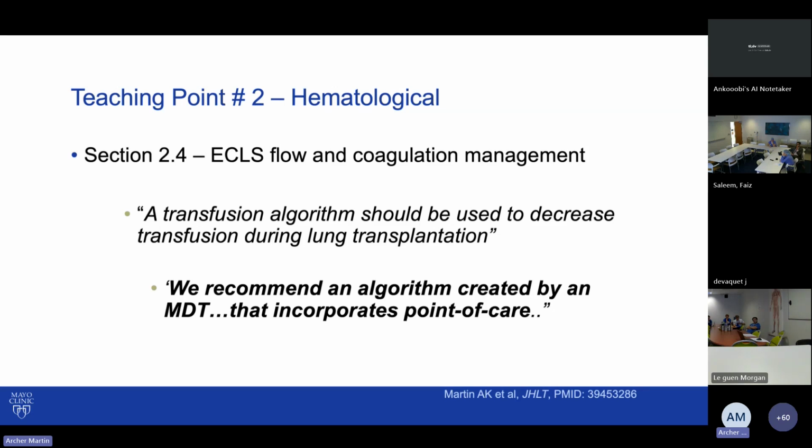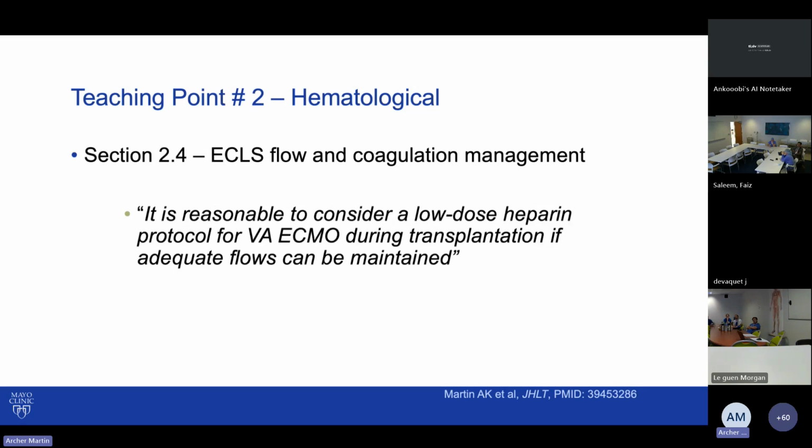And when we look at the discussion behind that, which is extensive, one of the key phrases is that we recommend an algorithm created by a multidisciplinary team that incorporates point-of-care monitoring. It's important that we have a very sophisticated way to measure the coagulation strategy in the operating room, because that'll take us to the next level, where we can use low-dose heparin protocols. This statement notes, it is reasonable to consider a low-dose heparin protocol for VA ECMO during transplantation if adequate flows can be maintained. Once again, adequate flows need to be maintained. Low-dose heparin can have many benefits in this setting, but if you don't have a very nice, sophisticated anticoagulation strategy, you're never going to get there. So all of these statements build upon each other.